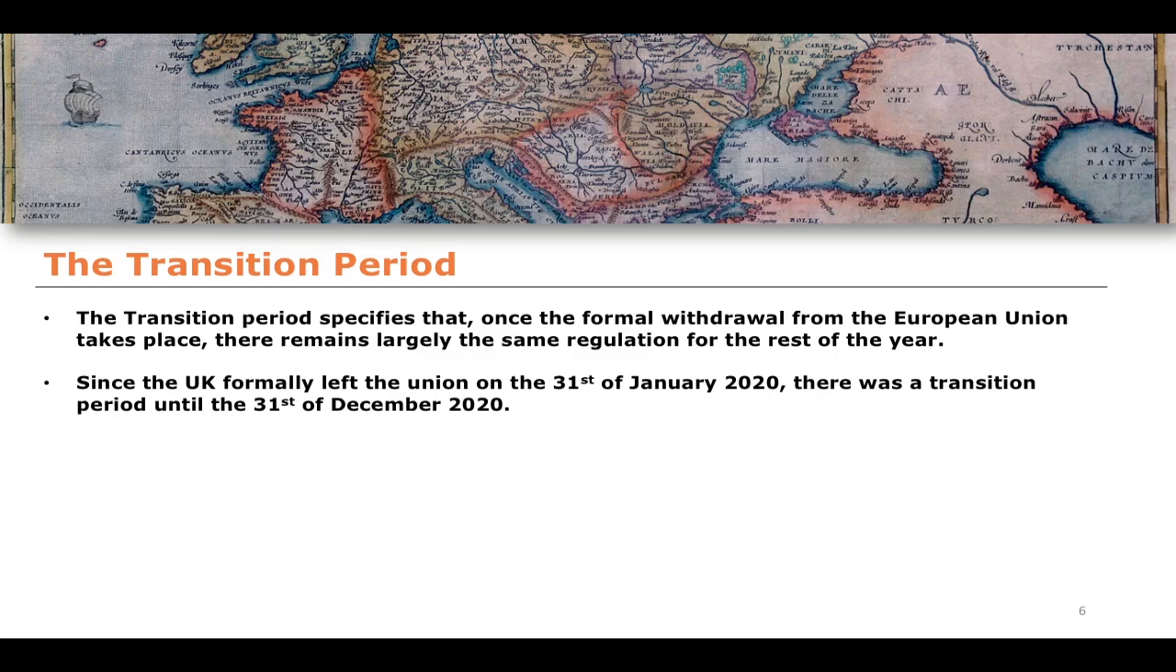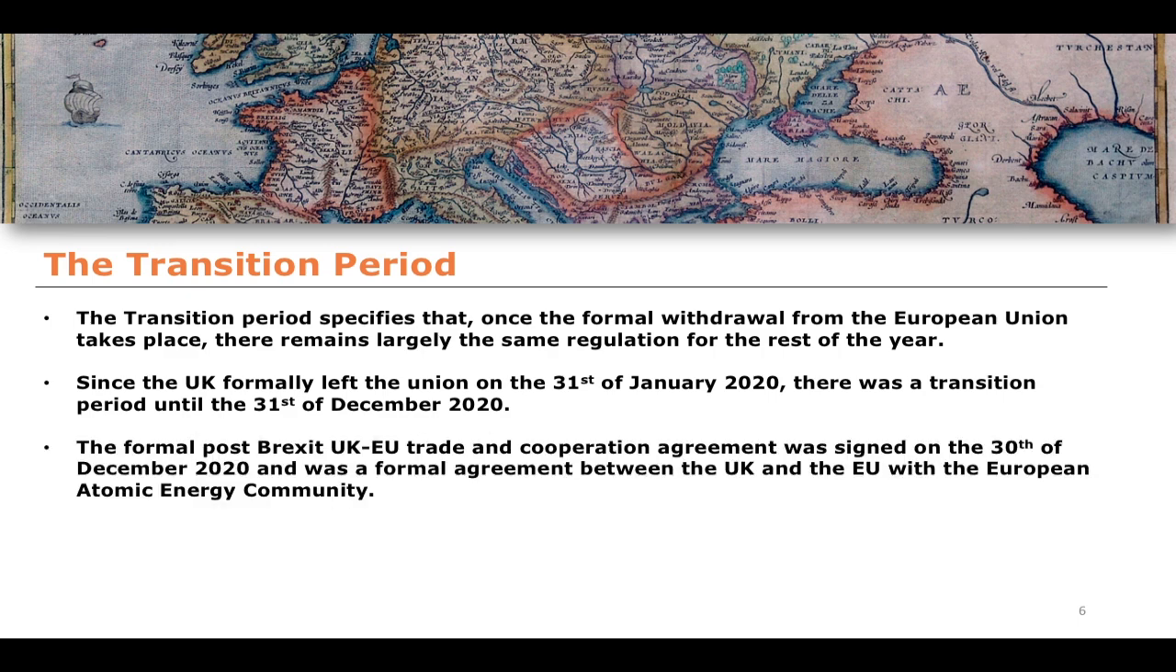Since the UK formally left the Union on the 31st of January 2020, there was a transition period until the 31st of December 2020. The formal post-Brexit EU-UK Trade and Cooperation Agreement was finally signed on the 30th of December 2020, so cutting it fine, and was the formal agreement between the UK and the EU, with, in addition to this, the European Atomic Energy Community as well. Now, it is a particularly huge agreement.